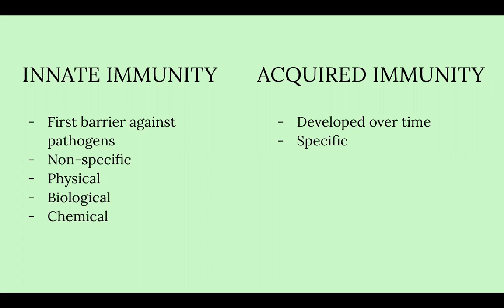And there are three types: physical, biological, and chemical. Then there is acquired immunity, which is developed over time, and it is specific, meaning that there will be a different response to everything that tries to enter the body.